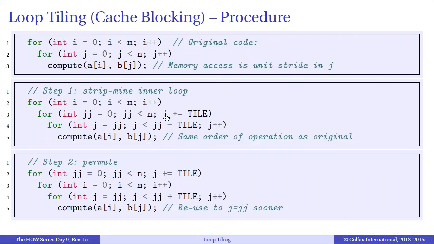You can recognize this. I'm sorry, this is a bug. This should have been jj, but the approach is clear. I strip mine the inner loop, and then I permute the outer 2 loops. See, I swapped lines 2 and 3, and this is what gets me to the tiled code. So this step 1 actually gives me the same exact code as I started with. Step 2 gives me memory optimized code because the inner loop is short and I'm going to revisit these recently used values of j very soon.